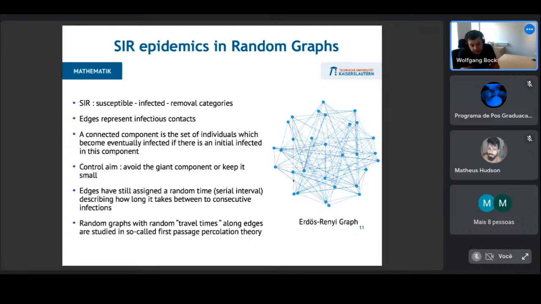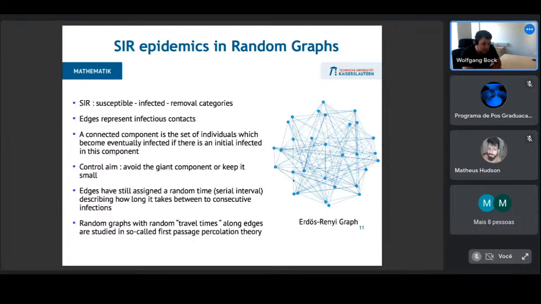Random graphs with these travel times along edges are studied in what is called first passage percolation theory. There are big papers by people like Van der Hofstad in the Annals of Probability doing exactly this. They study first passage percolation time, which is highly non-standard stochastic analysis, or let's say probability. So that's how you model this in a nutshell.